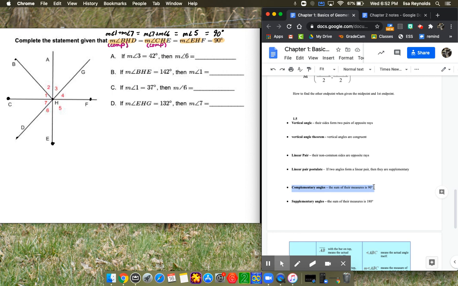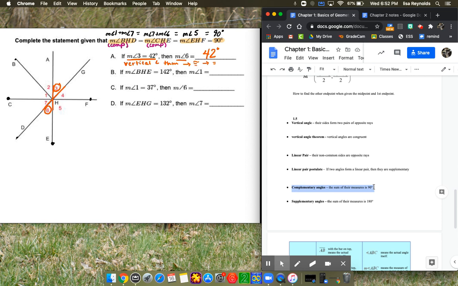So in problem 1, we're going to locate angle 3, and we're going to locate angle 6. And I notice that if I put these 2 angles together, they do make 2 sets of opposite rays. So these are vertical angles, and we have a theorem which tells us that they're going to be congruent. So this means that they're going to be equal to each other, and this is also 42 degrees.